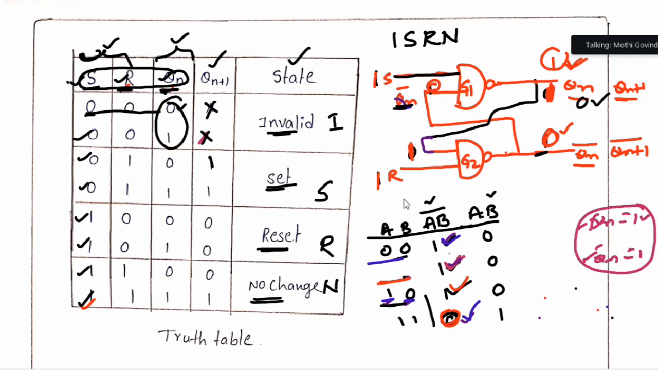I means invalid, so independent of the previous states, I am going to get XX only. It means invalid state, undetermined state. Next, S means set. Independent of the previous states, my next state output is always 1 only. Reset means independent of the previous states, I am going to get my next state as 0 only. N means no change. No change means the previous output and present output are both the same. That is called the no change state. This is the SR latch using a NAND gate.